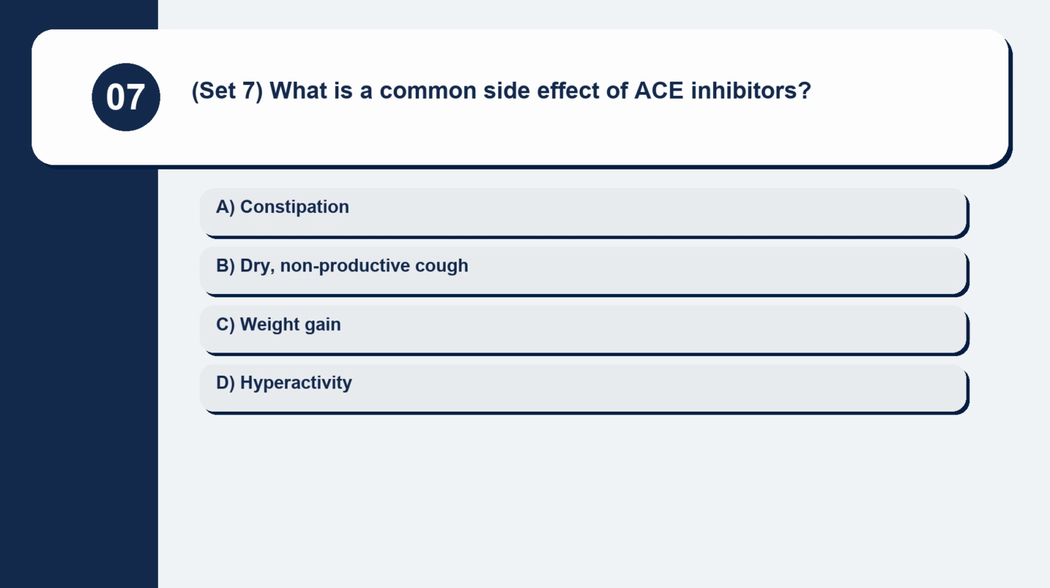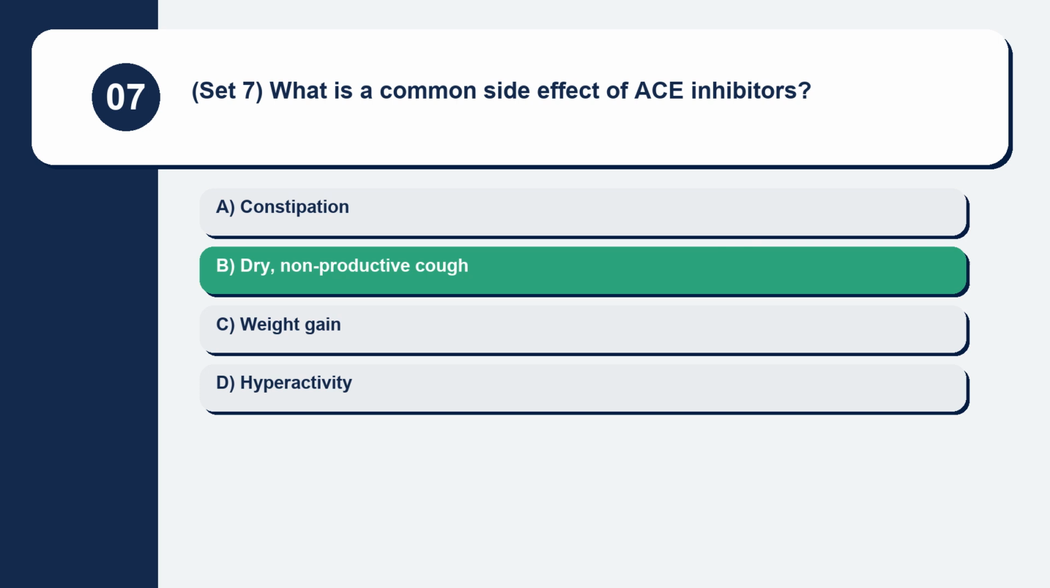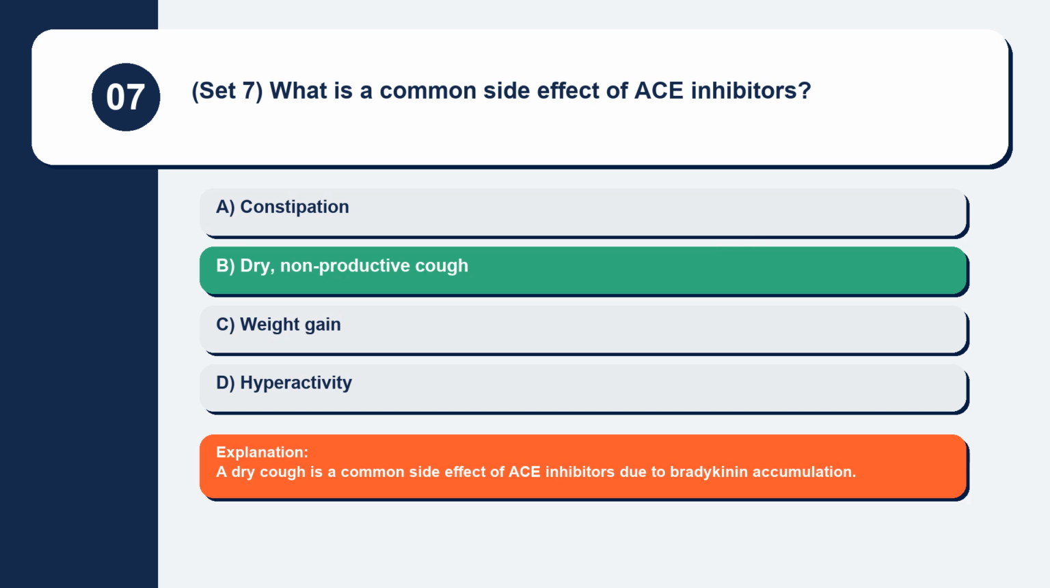Question 7, Set 7. What is a common side effect of ACE inhibitors? Constipation, dry non-productive cough, weight gain, hyperactivity. A dry cough is a common side effect of ACE inhibitors due to bradykinin accumulation.